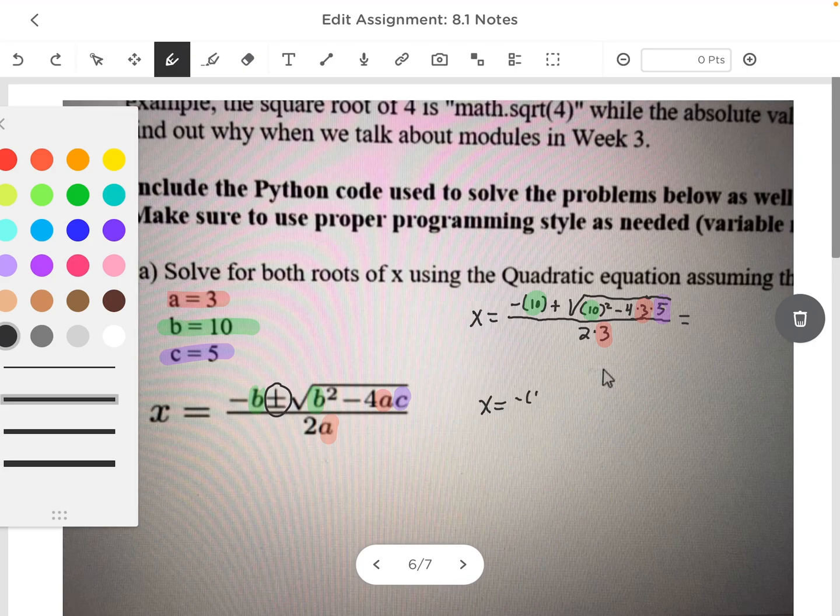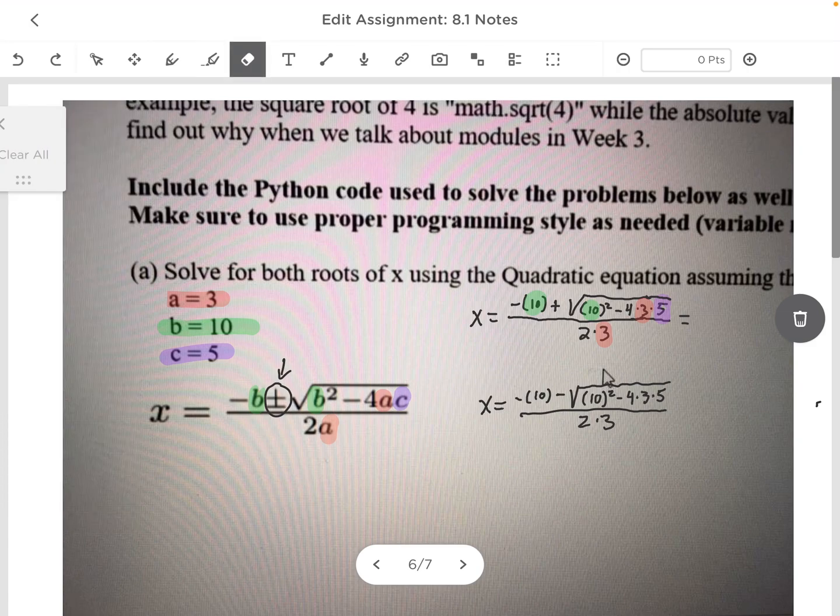We're going to do negative parenthesis 10, but here we have to do a minus. So 10 squared minus 4 times 3 times 5 over top of 2 times 3, which is 6. Maybe it'd be easier to just change that to a 6, because the less we have to type into the calculator, the better.